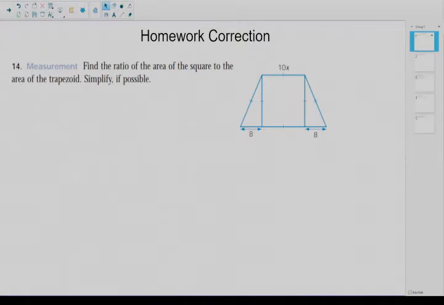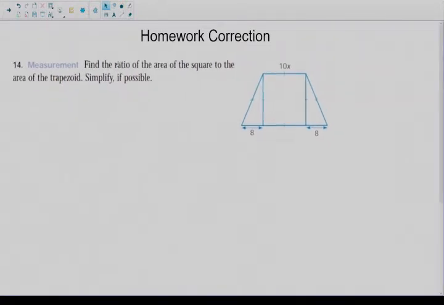So this first question says, find the ratio of the area of the square to the area of the trapezoid and simplify if possible. Now the word ratio means what? That's the first thing you'd have to identify. So a ratio is a division. So we want to do the division of the area of the square to the area of the trapezoid.